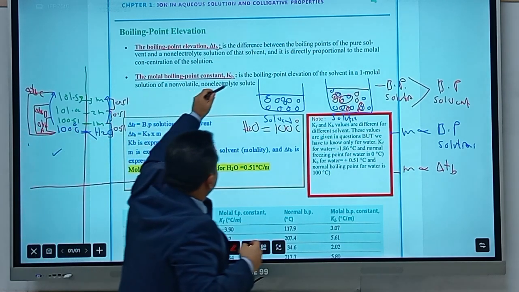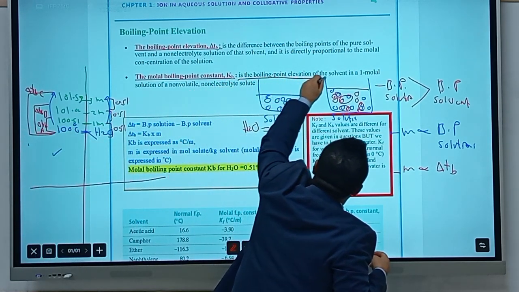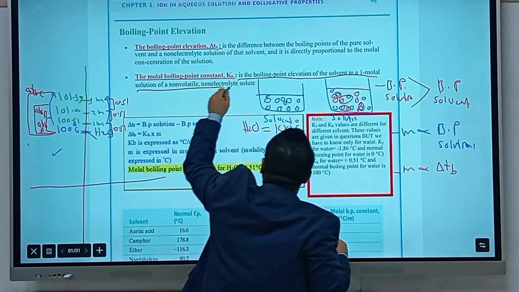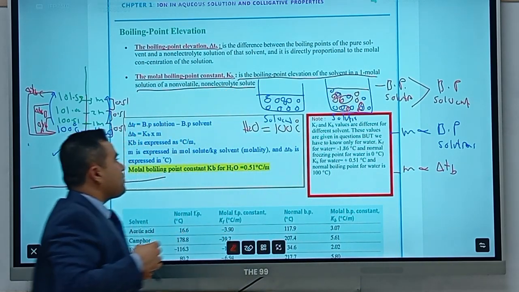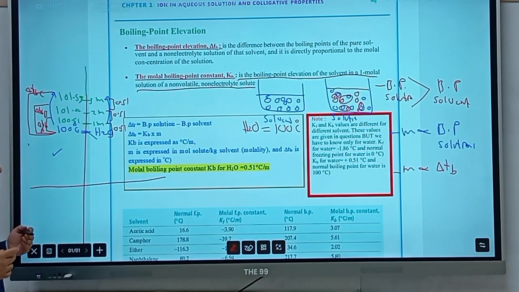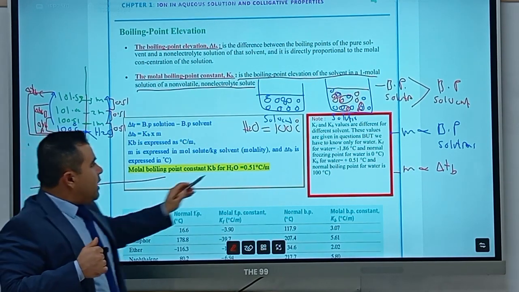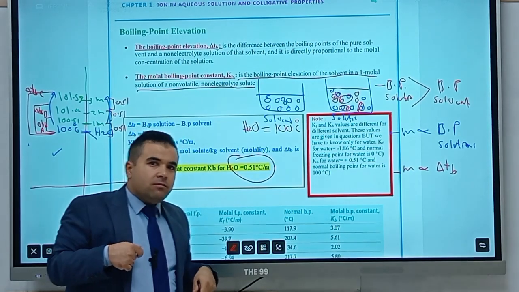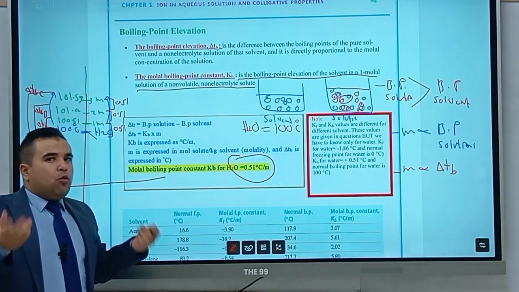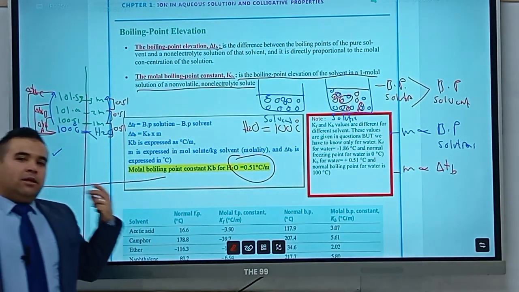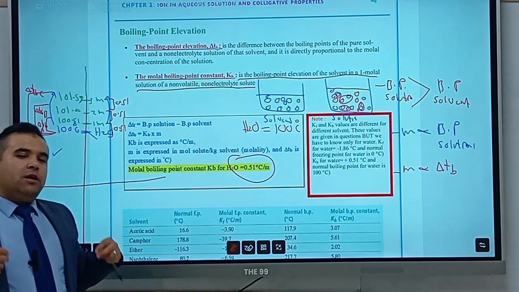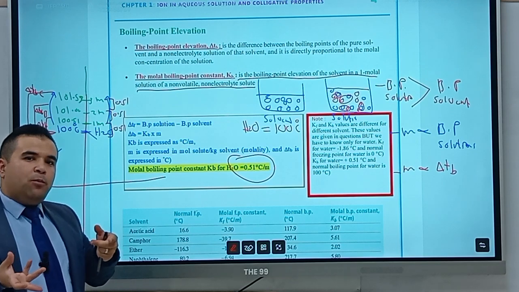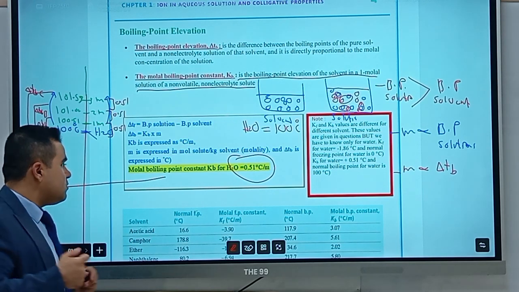And we have defined the Kb as the boiling point elevation of a solvent in a 1 molar solution of a non-volatile non-electrolyte solute. And the Kb for water must be memorized, which is 0.51 Celsius per molality, guys. As we have two equations to calculate the delta TF, we have the same two equations for delta TB, but instead of using the freezing point, we use the boiling point.